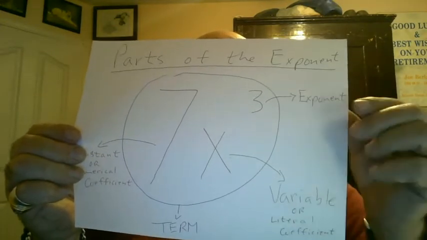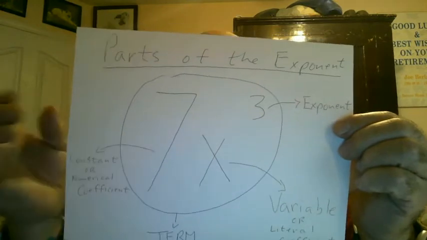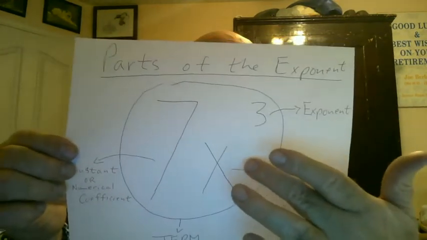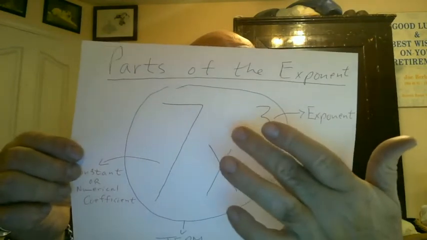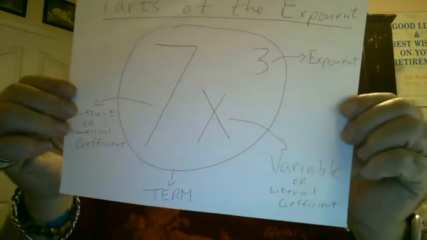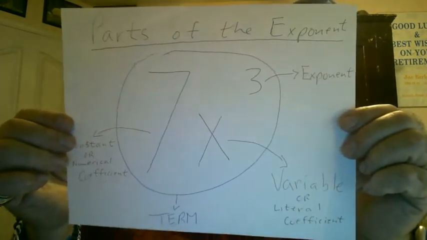Sorry, I got my things backwards here. Numerical coefficient, literal coefficient or variable, exponent, and finally, the term. The whole thing is considered the term. All right.